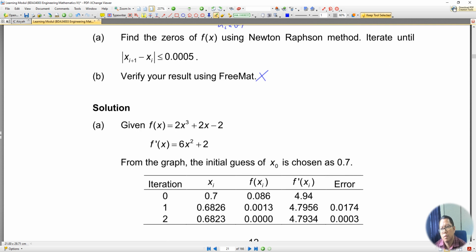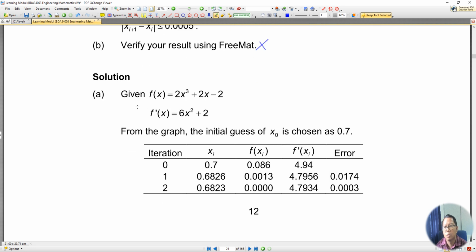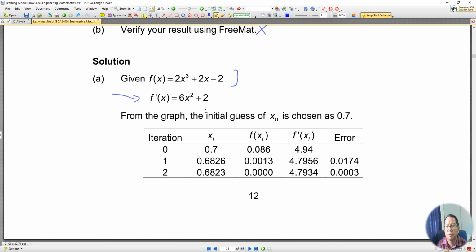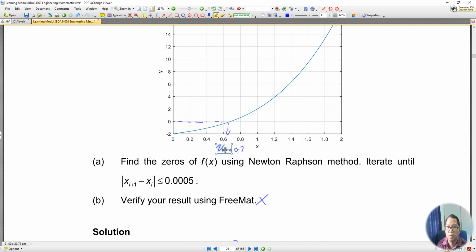So for the solution, you are given the function 2x^3 plus 2x minus 2. Straight away, you have to differentiate this equation, and you get f'(x) equal to 6x^2 plus 2. For the graph, the initial guess x0 is chosen as 0.7, so x0 is equal to 0.7.